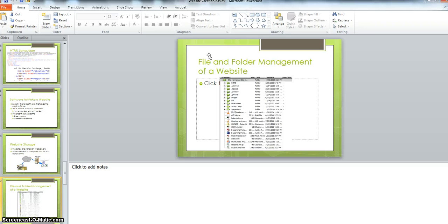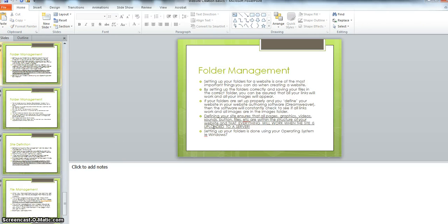Now we have to think about setting up our actual workspace for our website. Here you can see that there are several folders and several files. The main one you want to look at is index.htm. Folder management.